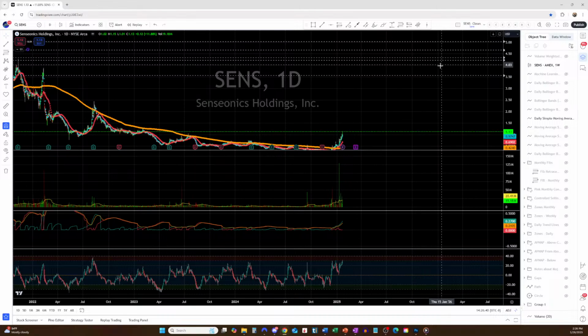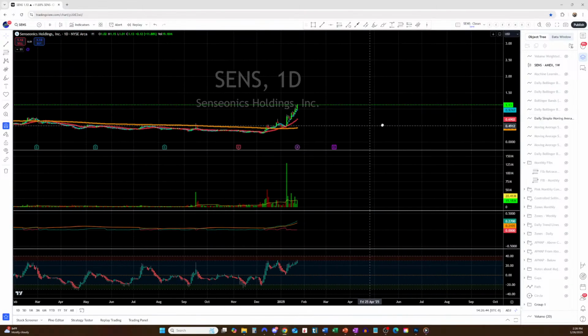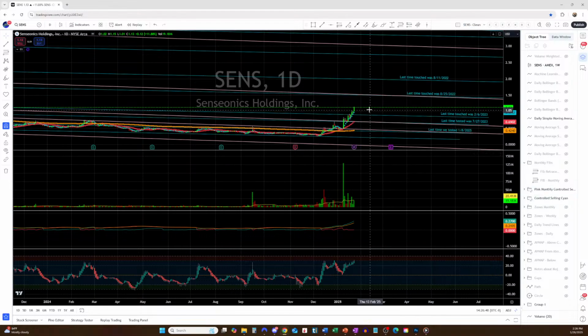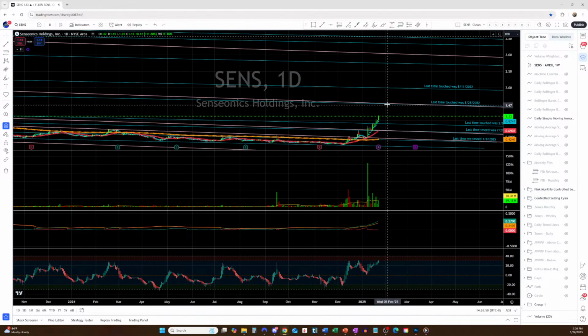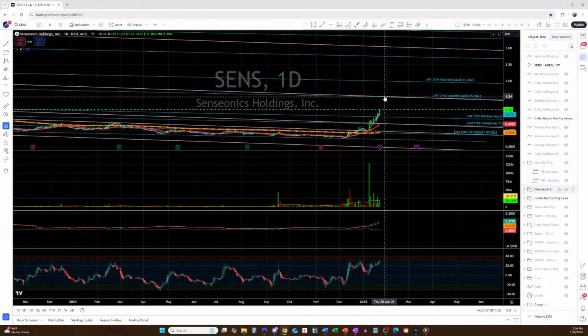And then we have the controlled algos. So let me show those again here. We talked about these on the weekly chart. We're coming to an area where we might have some selling pressure, around the 150 area, 155 area. Just keep that in mind.